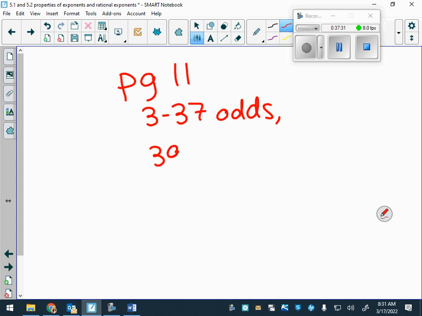I suggest doing this on a separate sheet of paper just so you have room. And I want you to work together if you want to. Do 3 through 37 odds, just properties of exponents. And then 39 through 46, it's the rational exponents. You have 20 minutes in class to get this done, or at least start it. You should get the majority of the practice done in class. But since there's not so much room, you might want to use a separate sheet of paper so you can see your work.